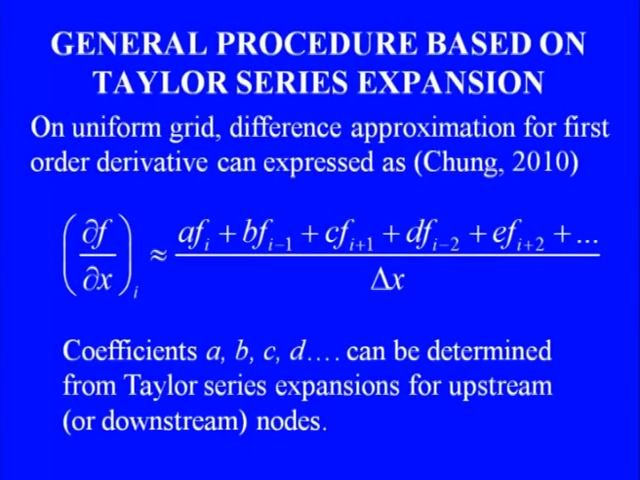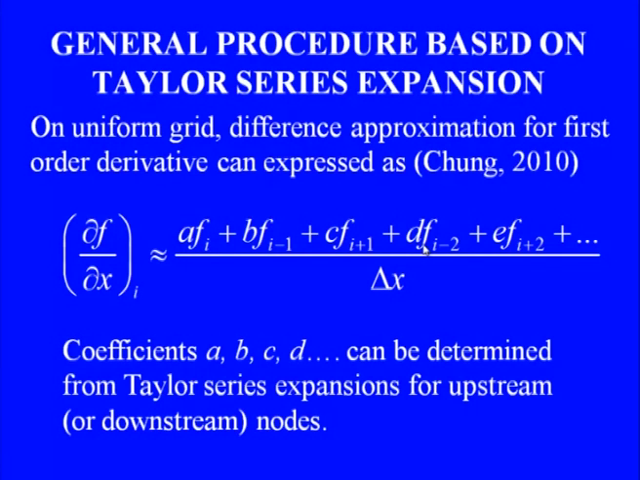So, we had to guess which equation to subtract and which one to multiply by what, and then do the subtraction. Now, if you are dealing with a uniform grid, Chung proposed a general formula: if you have a uniform grid, the difference approximation for the first order derivative can be expressed by this simple generalized formula.